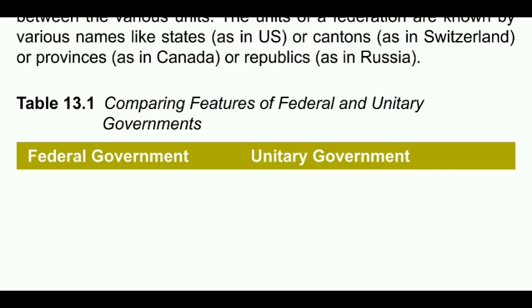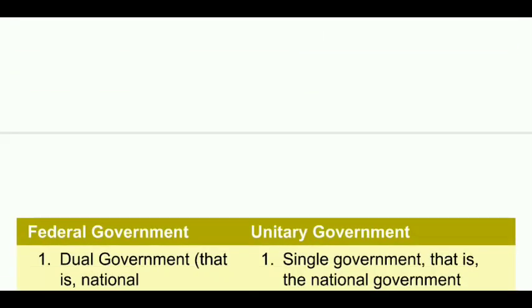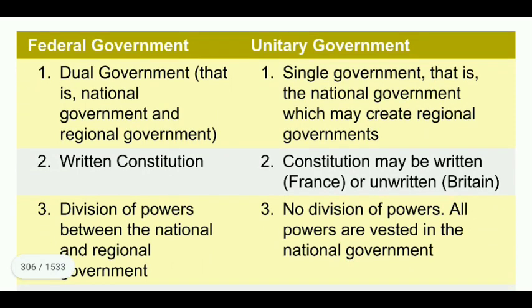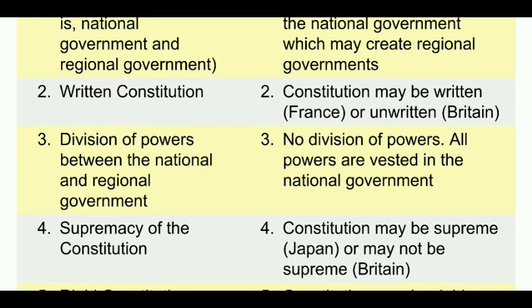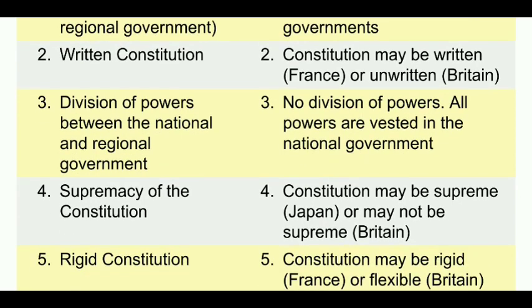There is a table 13.1 comparing features of federal and unitary governments. The left side is federal government and the right side is unitary government. Number 1, dual government. There, single government, that is the national government, which may create regional governments. Number 2, written constitution, and there the constitution may be written or unwritten. The written constitution is there in France, and an unwritten constitution is there in Britain. Number 3, division of powers between the national and regional government. But there, no division of powers, all powers are vested in the national government.